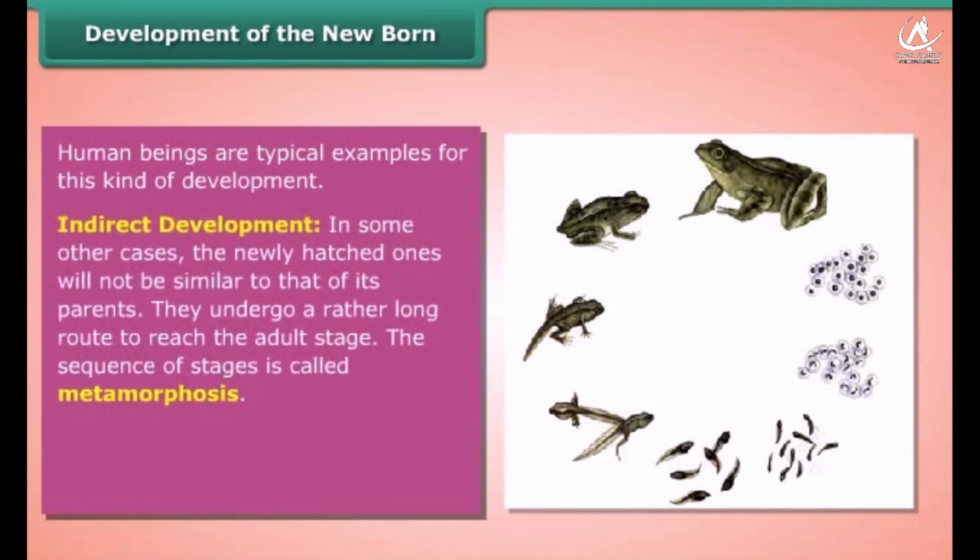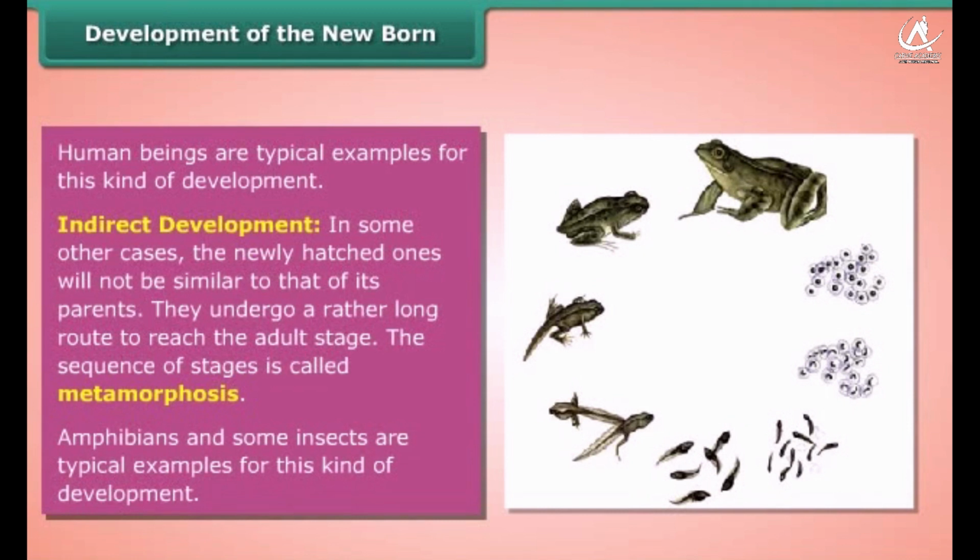Indirect development. In some other cases, the newly hatched ones will not be similar to that of its parents. They undergo a rather long route to reach the adult stage. The sequence of stages is called metamorphosis. Amphibians and some insects are typical examples for this kind of development.